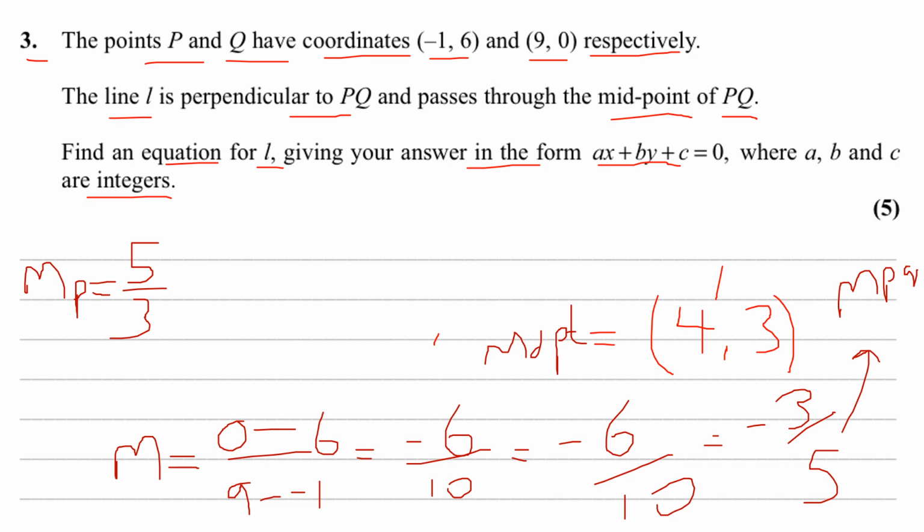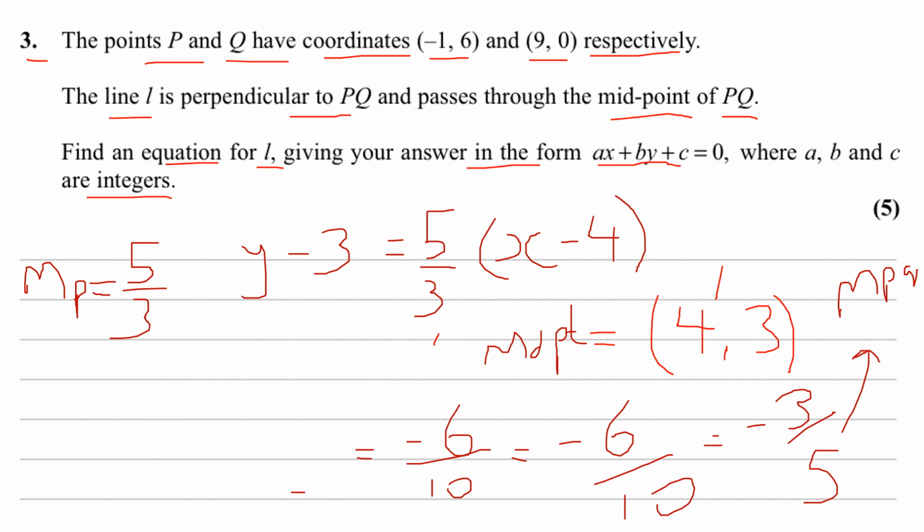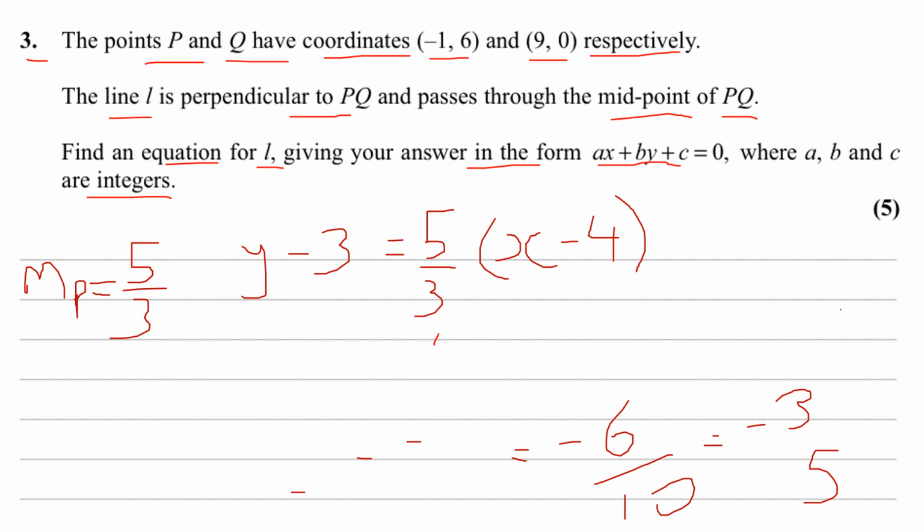I'm now going to use y minus y1 equals m brackets x minus x1, or y = mx + c, and then rearrange it into this format. So let's just pick one coordinate. Let's pick this one. So we're going to have y minus 3 is equal to 5/3 times (x minus 4). I can now times up by 3 on both sides.